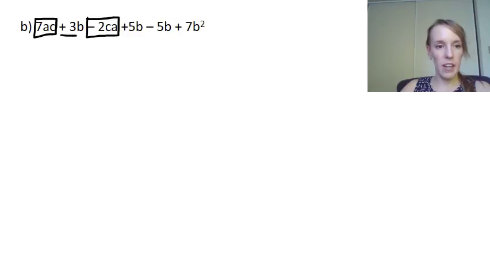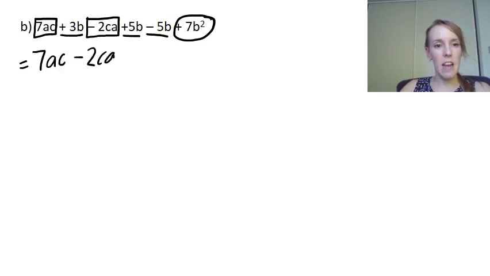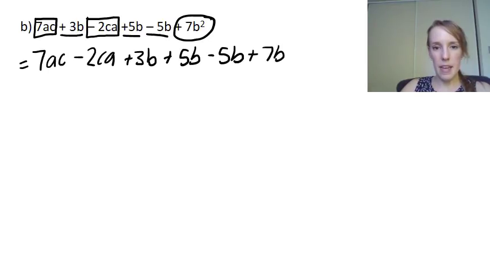I'm going to put a line under that one and look for any like terms. Here I've got a plus 5b, and here I've got a take 5b. And on the end, even though it's a b, it's not a like term because it's b squared. And our lucky last one is our 7b squared. So now I've highlighted all our like terms. I'm going to rewrite it so that they're together. So 7ac take 2ca, remember I've taken that subtraction sign with it, plus 3b plus 5b, take 5b, plus 7b squared.